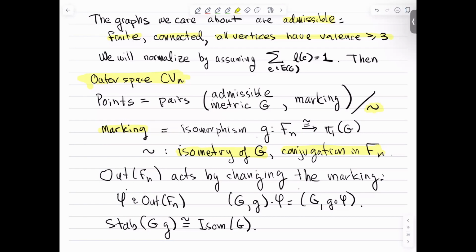And then I get an action of the group of outer automorphisms of the free group, which just changes the marking. So if I've got an outer automorphism phi, G acted on the right by phi is G composed with phi. Same graph, different isomorphism. So the stabilizer of a point is just the group of isometries of the graph. Okay, so that's outer space.